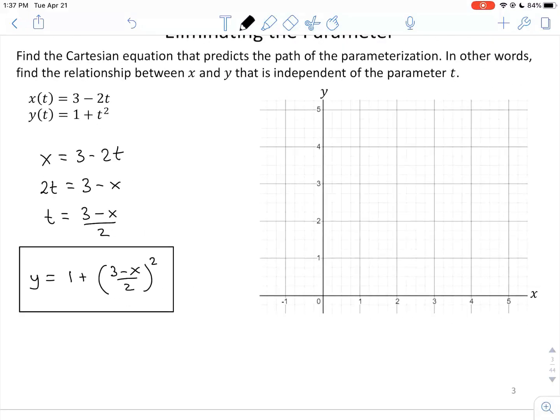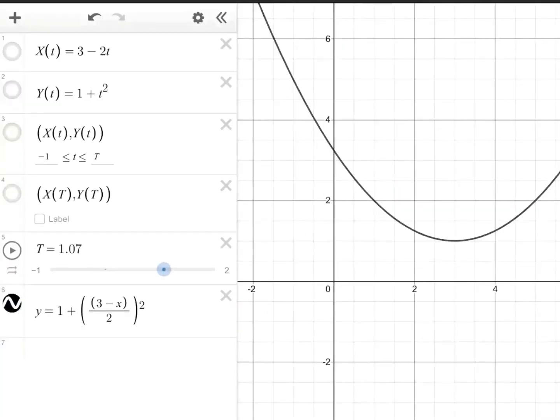Let's go to Desmos and type this in. There's no time in this picture. It's just x against y. You can think as x changes, y changes. But this will predict the path. If I reveal the point and then animate it, it follows this parabola as time varies from -1 to 2.